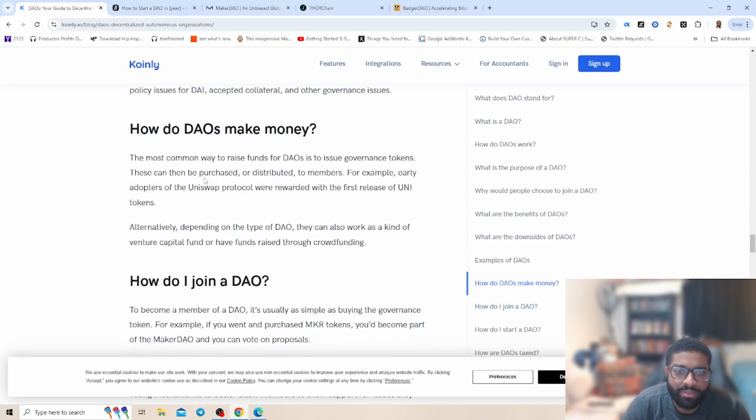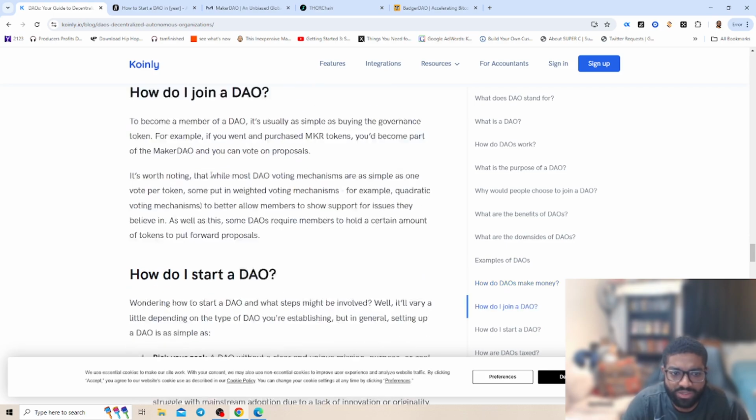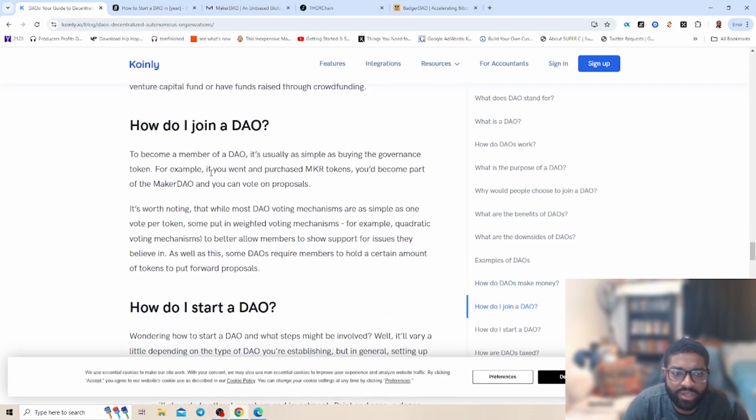How do DAOs make money? The most common way to raise funds for a DAO is to issue governance tokens. These could be purchased or distributed to members. For example, early adopters of the Uniswap protocol were rewarded with the first release of UNI tokens. Alternately, depending on the type of DAO, they could work as a kind of venture capital or funds raised through crowdfunding. How can I join a DAO? To become a member is as simple as buying the governance token. For example, if you went and purchased MKR tokens, you'd be part of the MakerDAO, and you could vote on proposals.